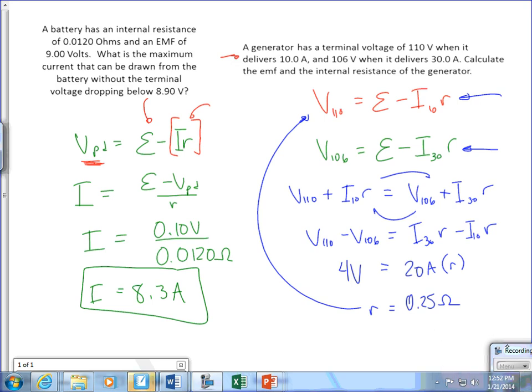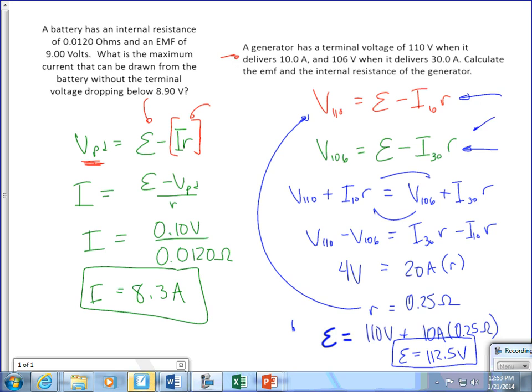If I use the first one, E is 110 plus 10 amps times 0.25 ohms, so that's 112.5. And if I put it into the other one, that's 106 plus 30 times 0.25, and that gets you the same thing.